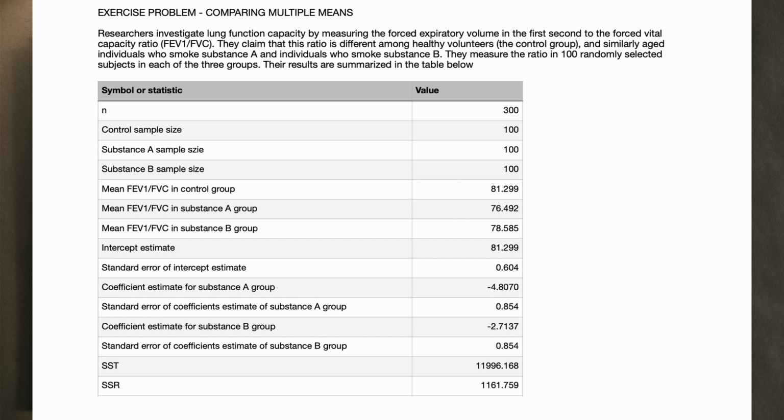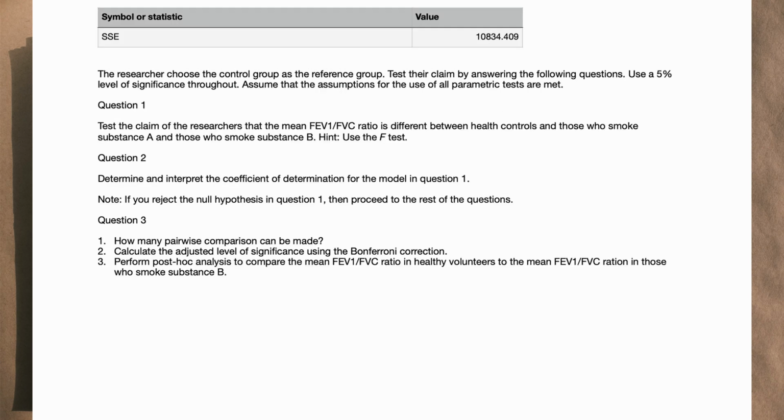Then we have a sum of squares total. So for this kind of model, we can still work out a sum of squared errors. So we see the total there, that should be 11,996. We see the SSR, the sum of squares due to the regression, and that's 1161.759. And the SSE, 10,834.409. And we remember that if we add the SSE and the SSR, we're going to get to the sum of squares total. So the researchers choose the control group as the reference group, as we surmise from the summary that we were given. Look at that. The intercept is exactly the same as the value for the mean in the control group.